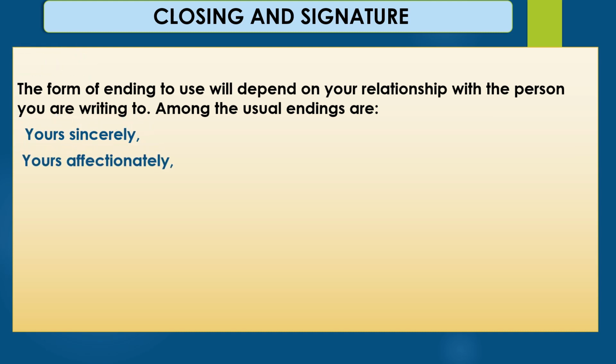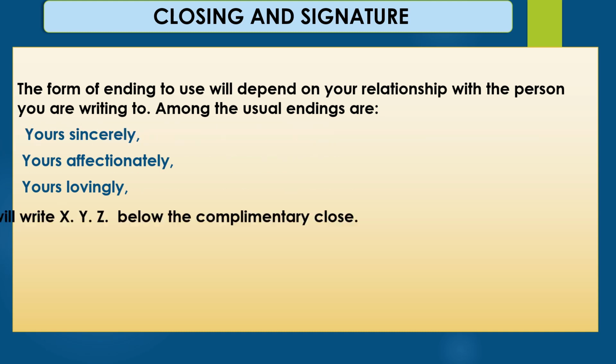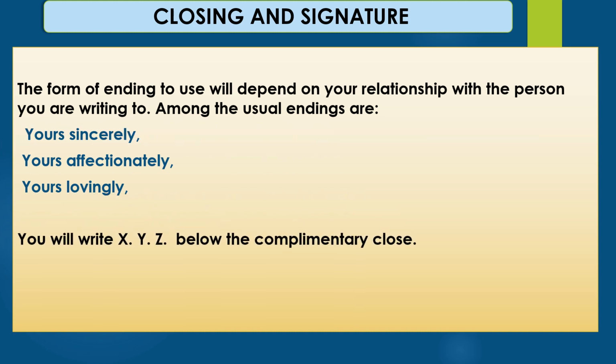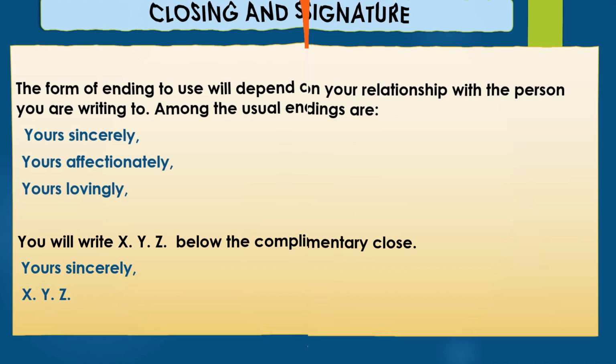Similarly, you can use Yours affectionately and Yours lovingly. Then you will write X dot Y dot Z dot below the complimentary clause. Remember that you will never mention your name in the end of the letter.